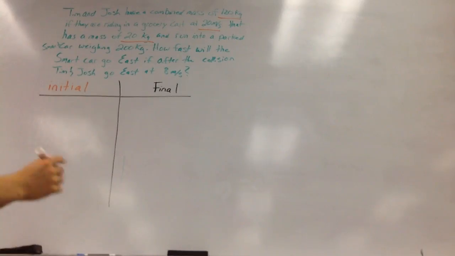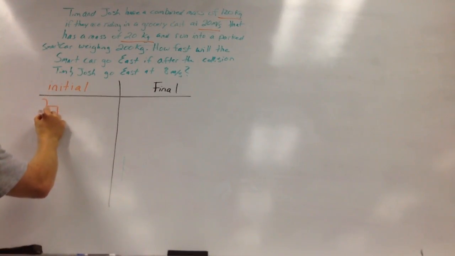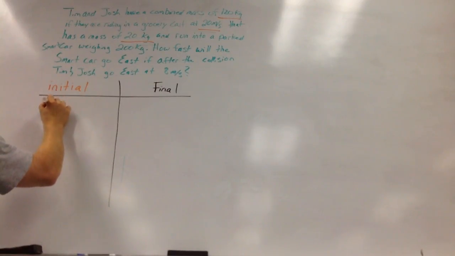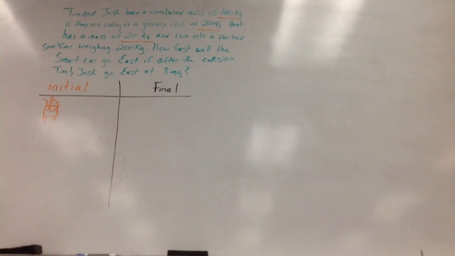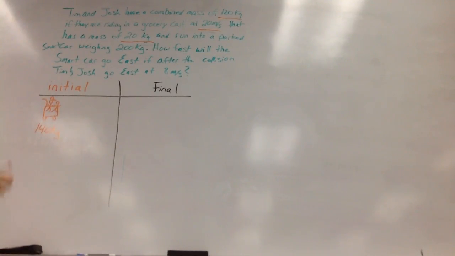So notice Tim and Josh are actually inside this grocery cart. So here's Tim. He's wearing a hat. And here's Josh. And he's not wearing a hat. So their combined mass, the cart and Tim and Josh, would be 140 kilos. I get that from adding the cart plus Tim and Josh because they're moving as one unit. It also says that their velocity is 20 meters per second.